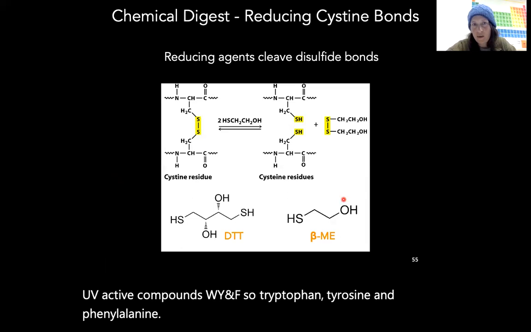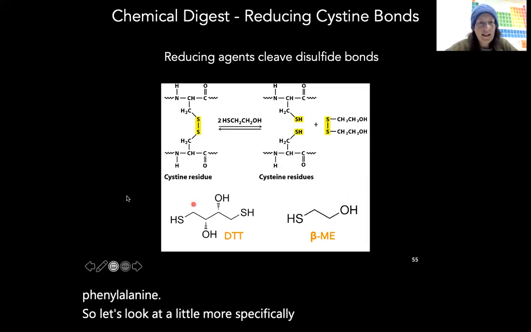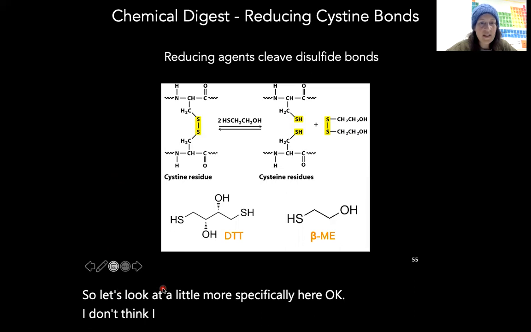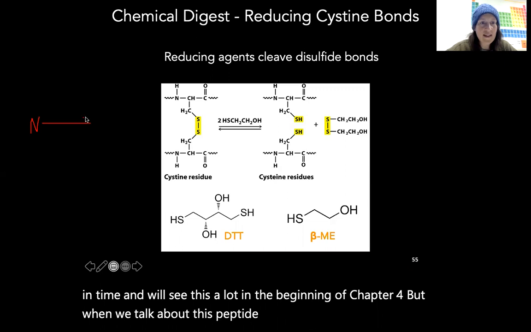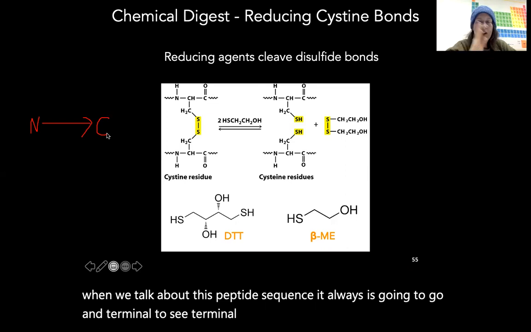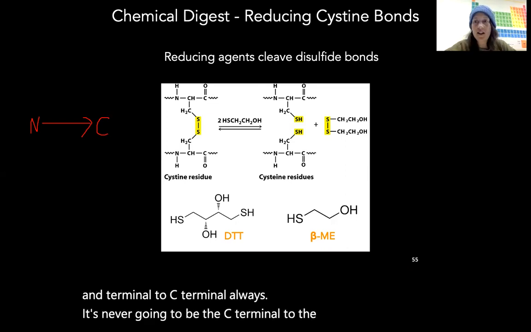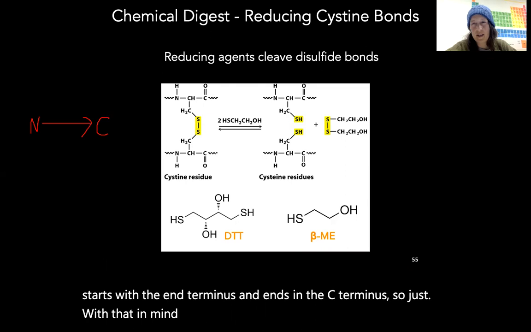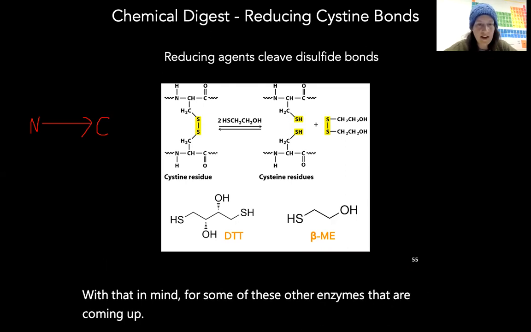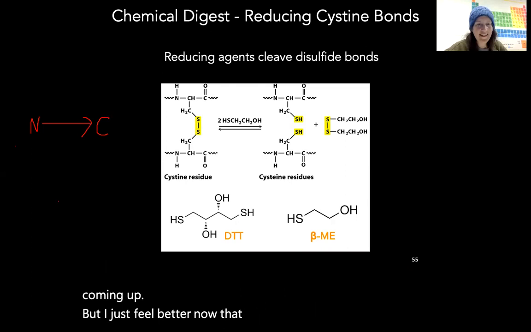So let's look at these a little more specifically here. I don't think I have mentioned it specifically yet, so I will right now, and we'll see this a lot in the beginning of chapter 4. When we talk about this peptide sequence, it always is going to go N-terminal to C-terminal, always. It's never going to be the C terminal to the N terminal. It always starts with the N terminus and ends in the C terminus. So just keep that in mind for some of these other enzymes that are coming up. But I just feel better now that I've gotten that off my chest and I've said it to you.